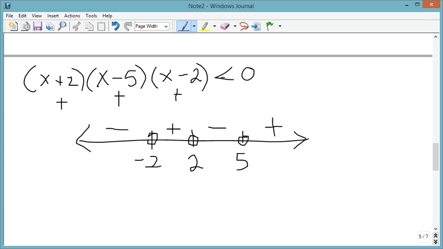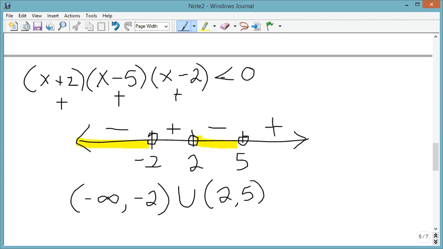Alright, I'm looking for where it's negative. So it's going to include this and this. I would write my answer from -infinity to -2. Don't include it. Union means I've got 2 parts to my answer. From 2 to 5, don't include it. And that would be your answer.